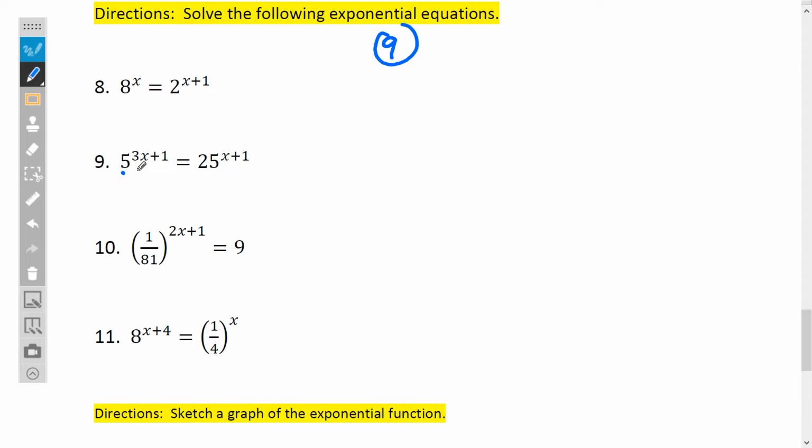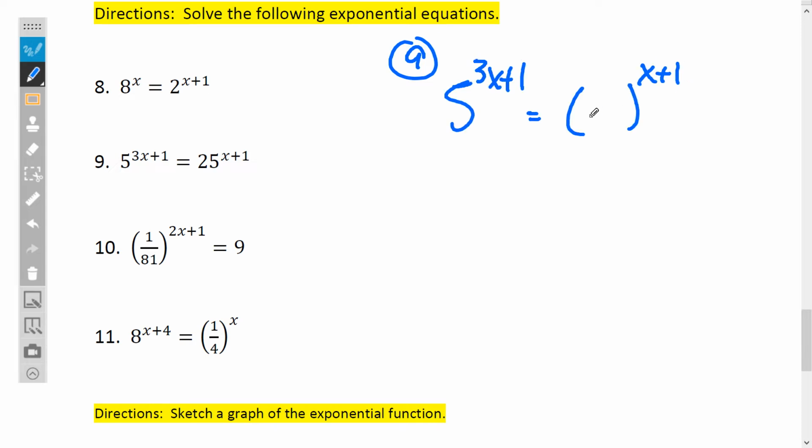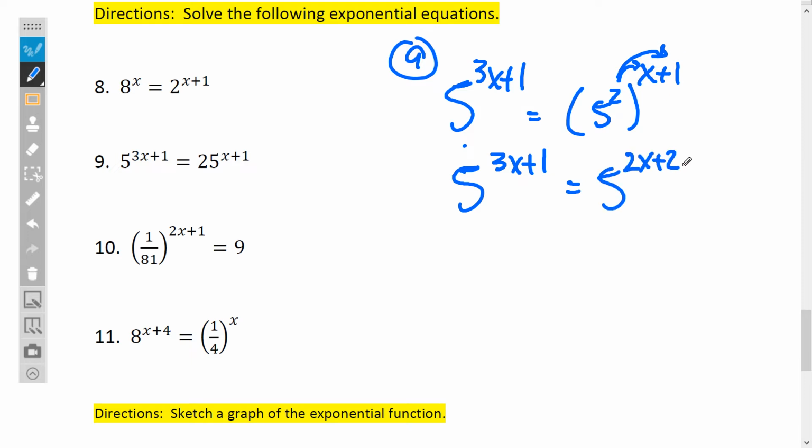Number 9, 5 to the 3x plus 1 equals 25 to the x plus 1. We can pretty easily use a base of 5 here. So 5 to the 3x plus 1, and then 25 to the x plus 1, but 25 would be 5 to the 2nd power. So we want to use a base of 5 for both. We don't need to simplify the left side, but the right side, we do have 2 exponents, so we do need to multiply them. So 2x plus 2.